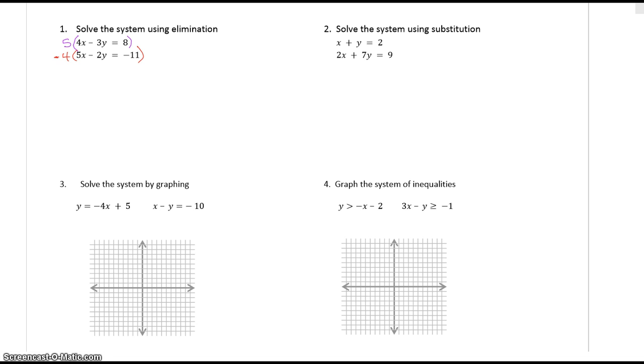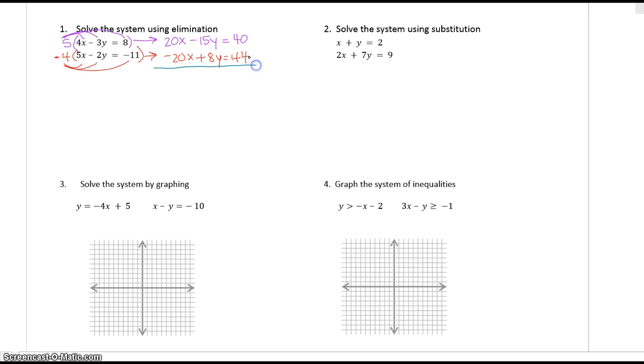When I do that, I need to multiply the entire equations by those numbers. So, if I multiply everything in this equation by 5, I get 20x minus 15y equals 40. Likewise, I'm going to distribute the negative 4 into the second equation, all three pieces, so I get negative 20x plus 8y equals 44. Okay, so now do we have opposites? Yes, 20 and negative 20 are exact opposites. When you add those together, you get 0, or they cancel out, or eliminate. Negative 15y plus 8y is negative 7y. 40 plus 44 is 84.